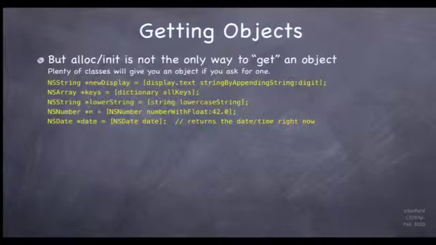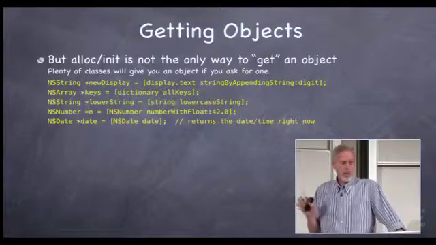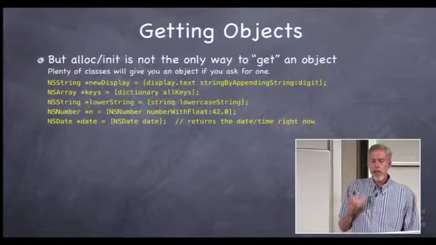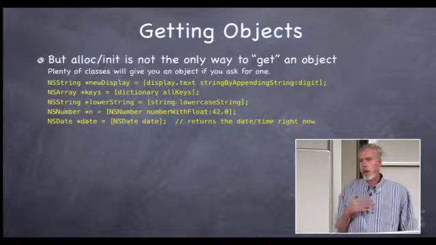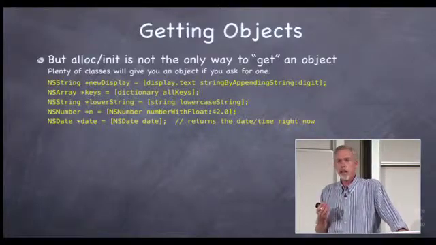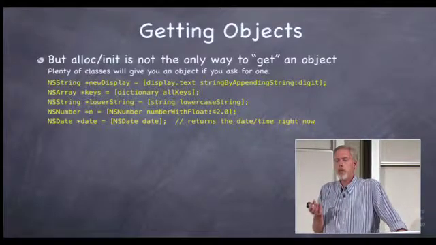So we've talked about allocation, we've talked about init. Now that's not the only way to get an object. And we've seen this all over the place, because when we wrote our calculator, we only alloced and initted once.